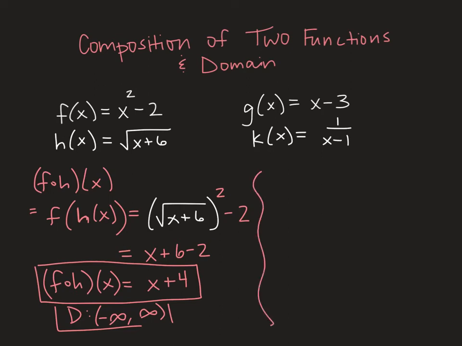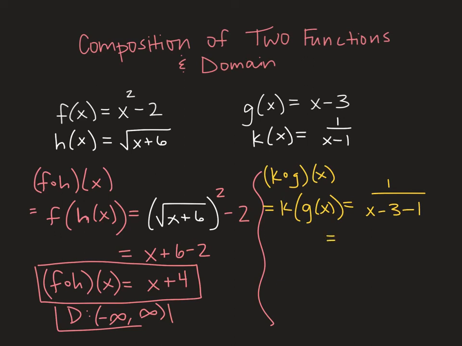The last one that we'll take a look at is k of g of x. And that means plug in g of x into k. So I'm going to plug in x minus 3 into k. So I'm going to have 1 over, and instead of writing x, I'm going to write x minus 3 and then minus 1. So we'll have 1 over x minus 4.